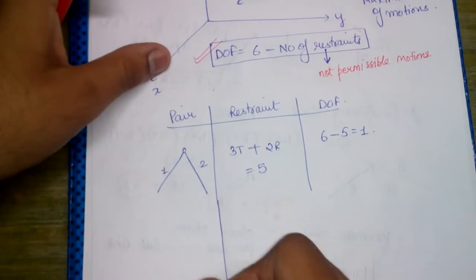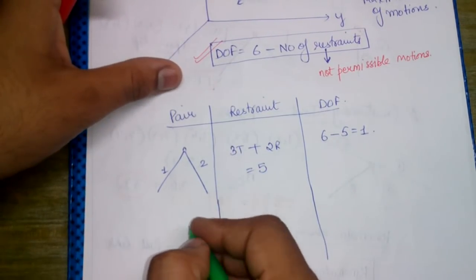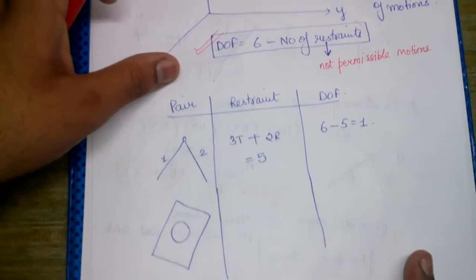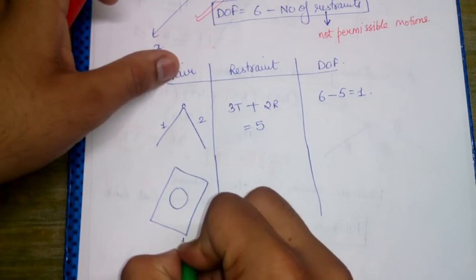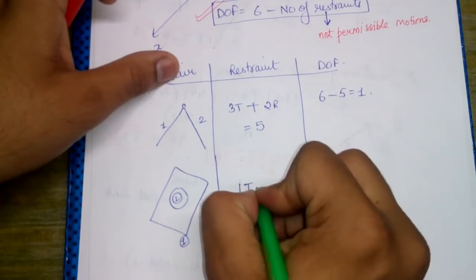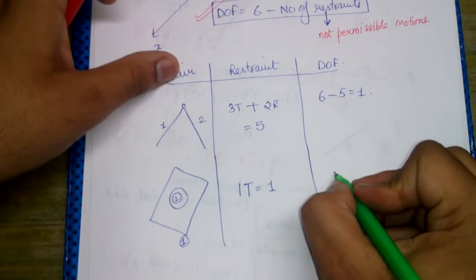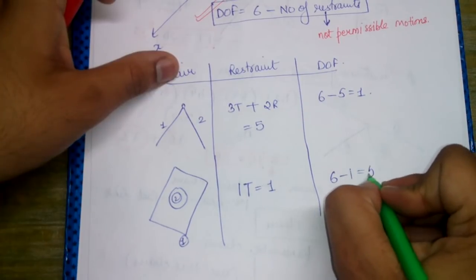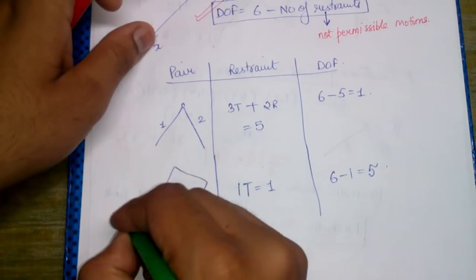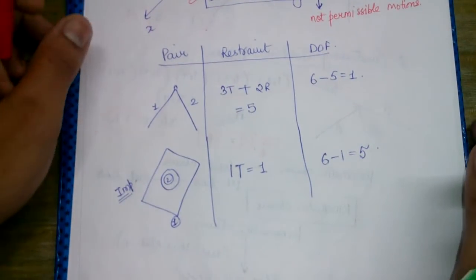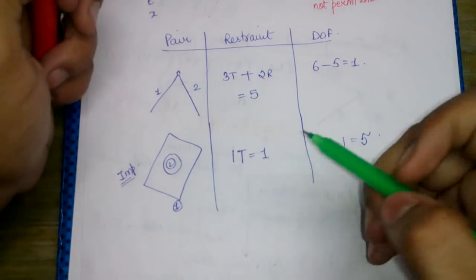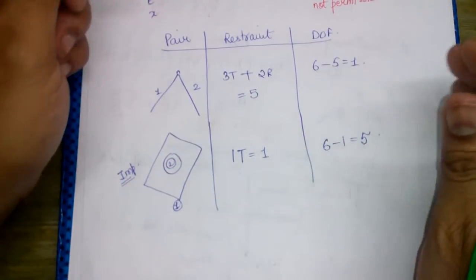Now for example, if this is a plate and a spherical ball is kept on this plate, such that the plate is link 1 and the sphere is link 2, it will have only one restrained motion, and hence the degree of freedom becomes 6 minus 1, which equals 5. This is a very important case. This question was asked of one of our students in the PSU interview when he was there for BHEL. So this is very important.